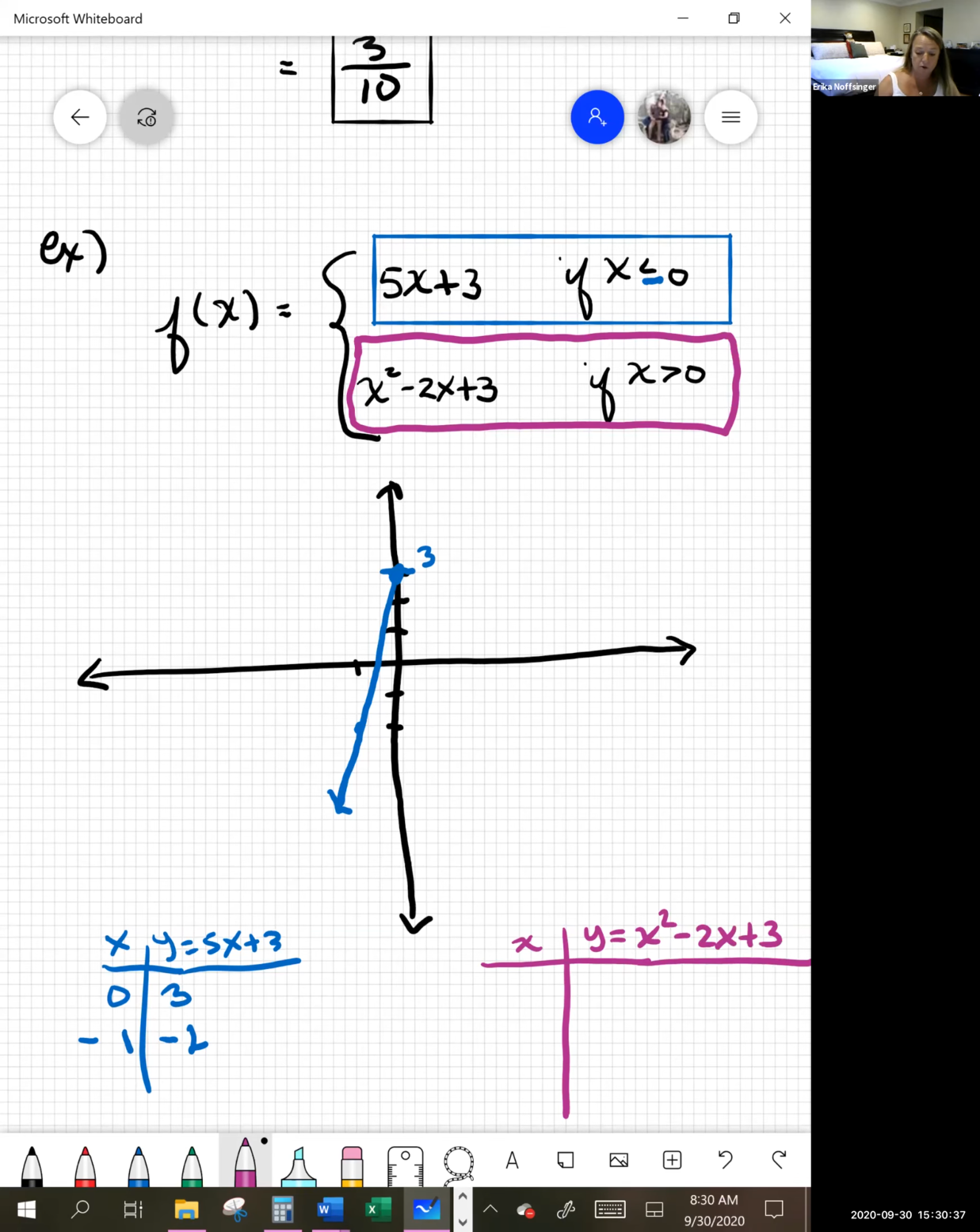And then any number that's bigger than 0, we would plug in. I also know this is a quadratic and it's a parabola shape. So let me just get one more point. 1 squared is 1. 1 minus 2, so that's -1, and -1 plus 3 is 2.